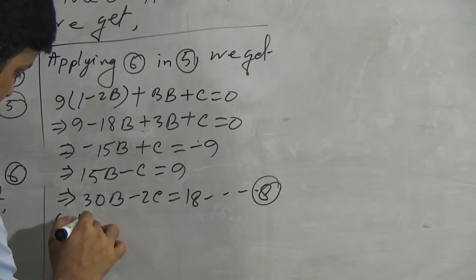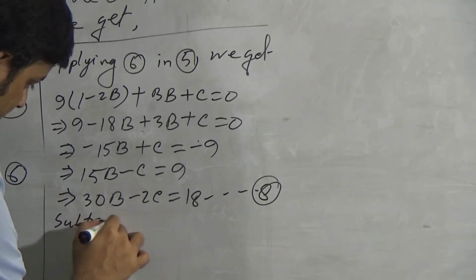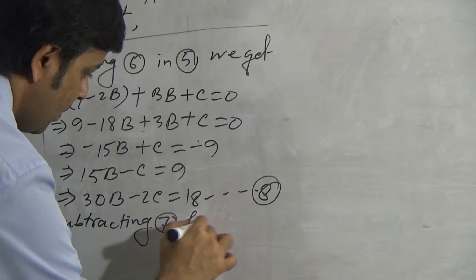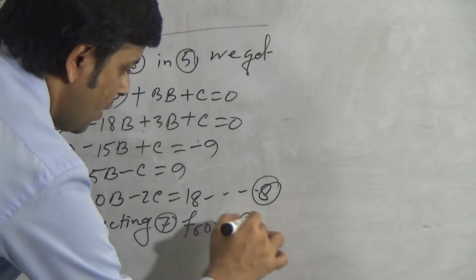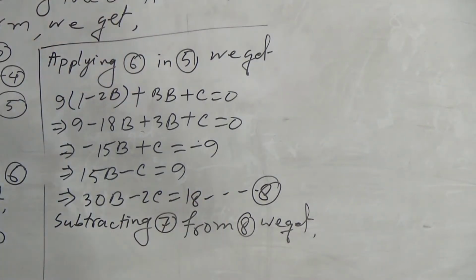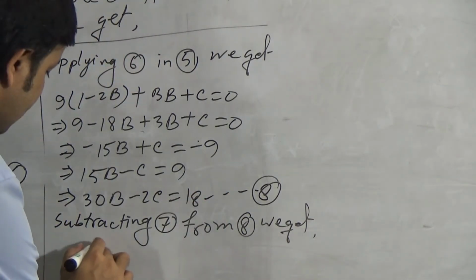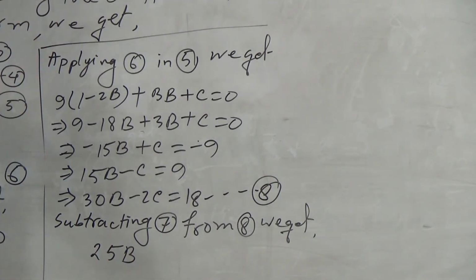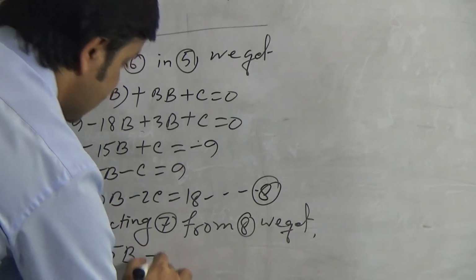Subtracting 7 from 8, what will we get? We'll get 30b. If we subtract 5b, we'll get 25b. Now the 2c terms vanish each other as we are subtracting.